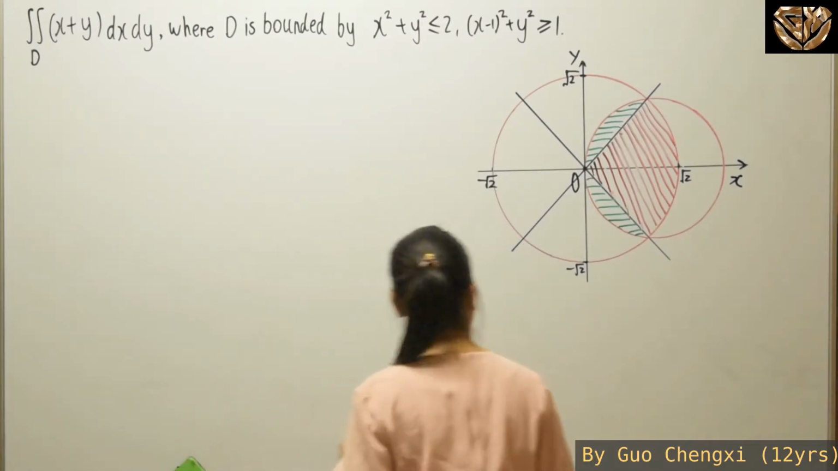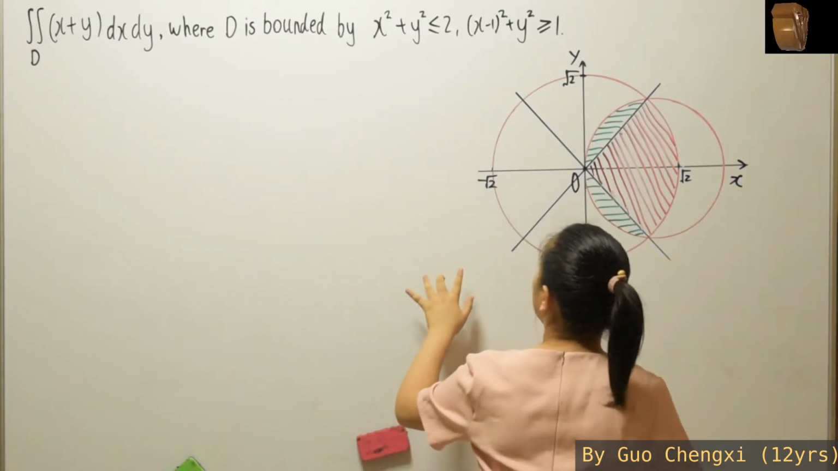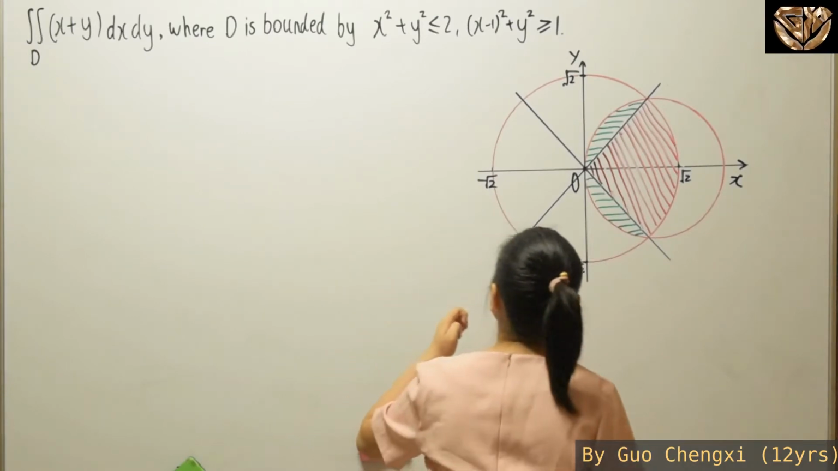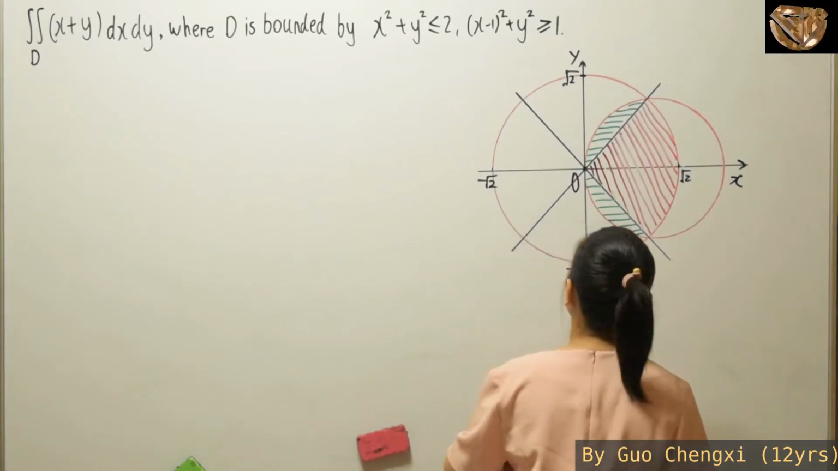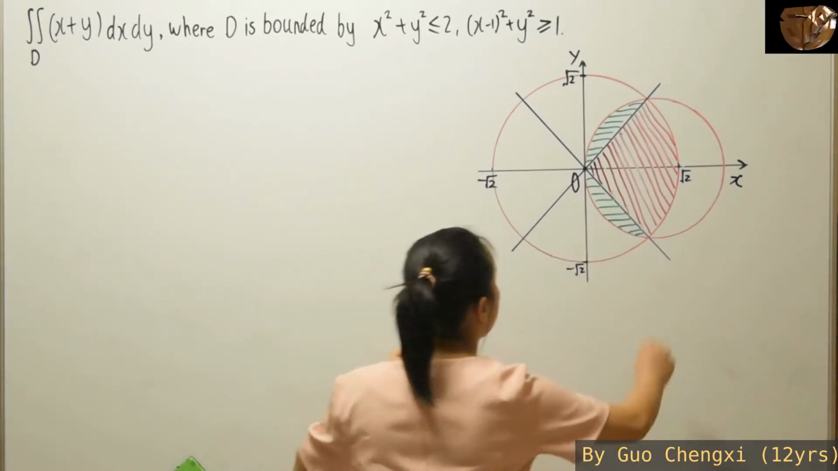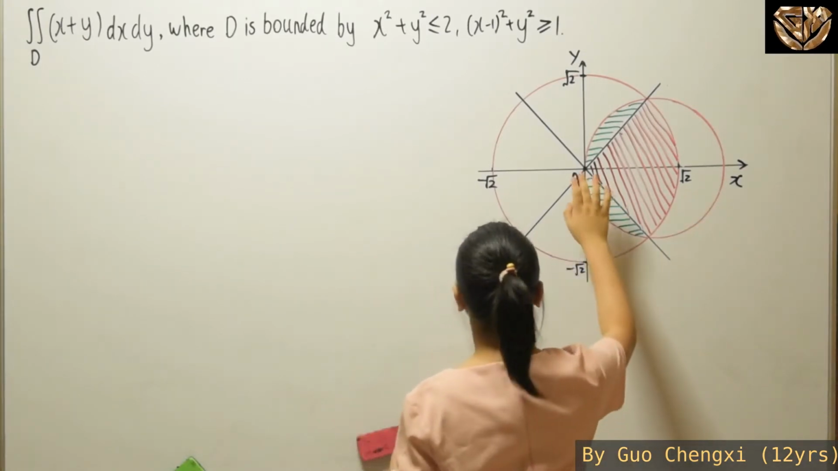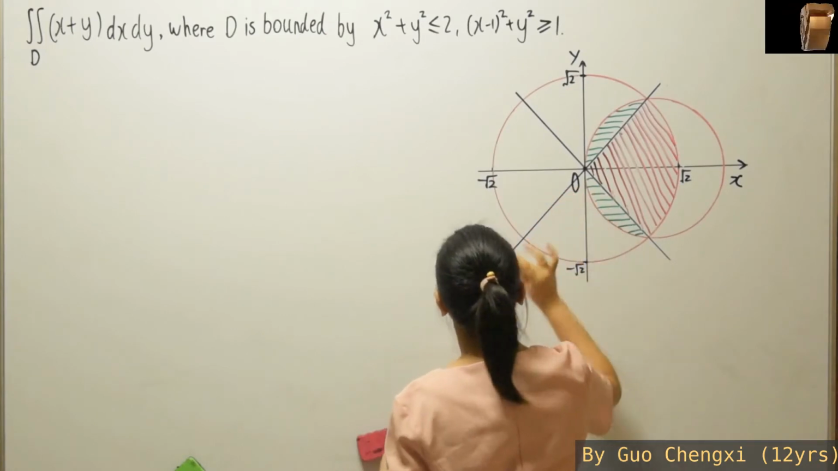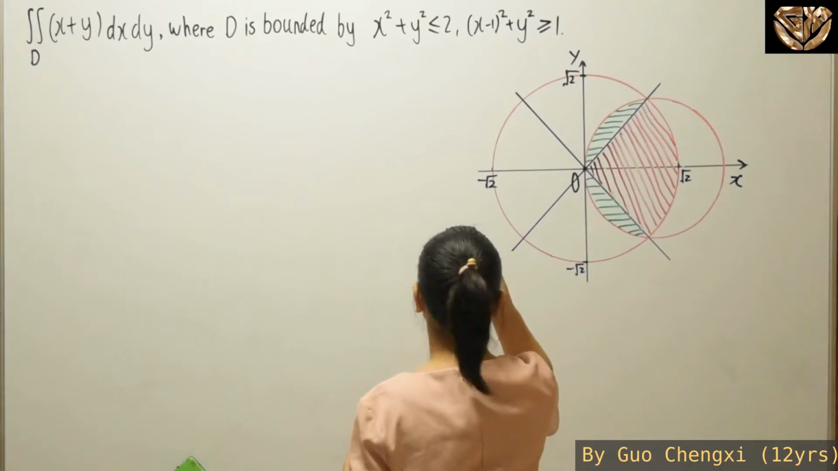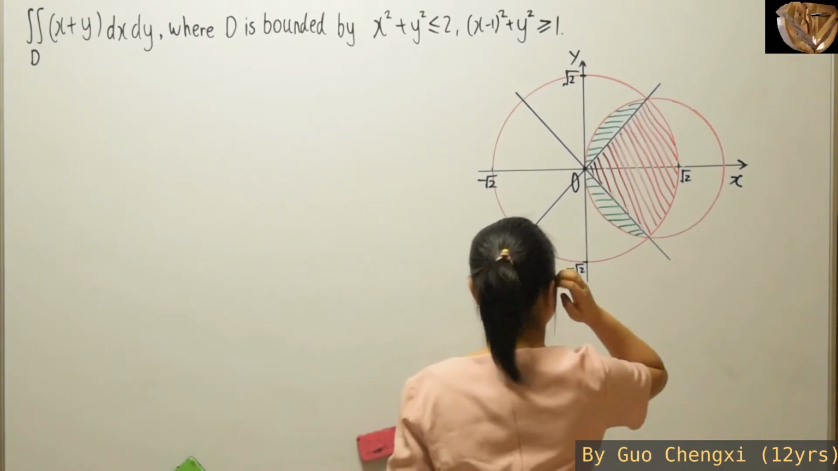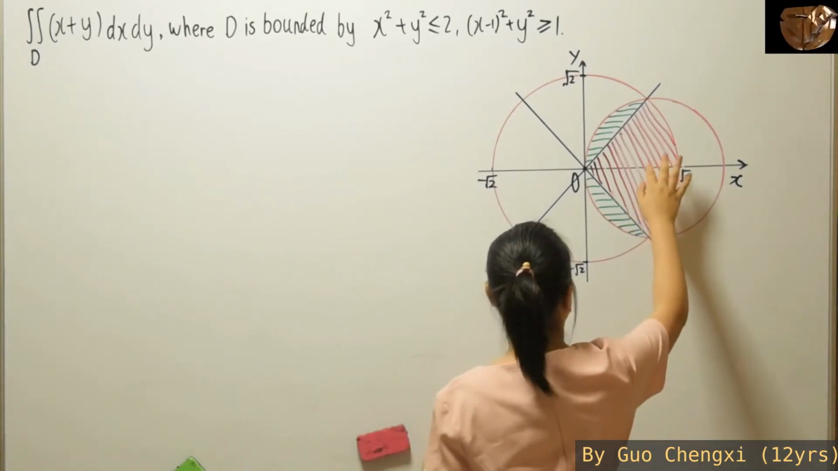So as you can see, for the first part we're going to have r squared, so the radius is going to be square root 2, as marked out, and the center will be at 0, 0, for the larger circle. For the smaller circle, the center is going to be at 1 on the x-axis, which is somewhere over here.